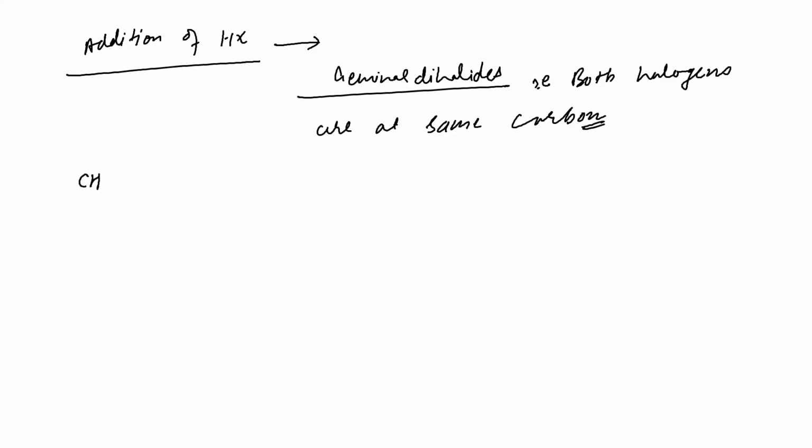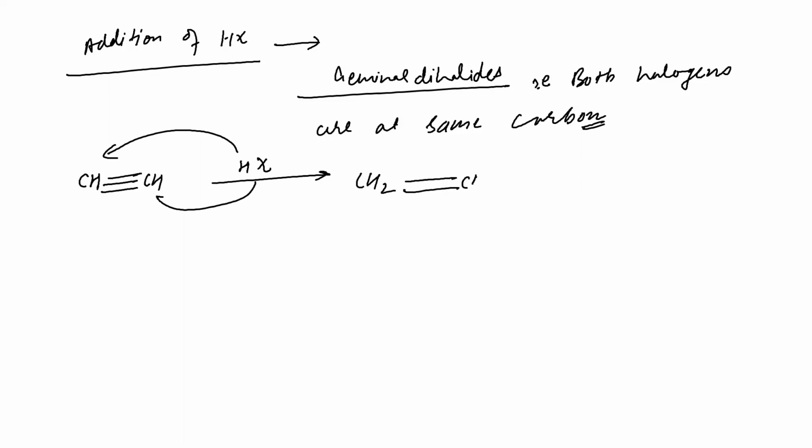Here, what is there, student? CH triple bond CH. You are adding the HX. So in the first case, it can go according to any of the rules. First case there is CH2 double bond, what is there, student? CHCl.